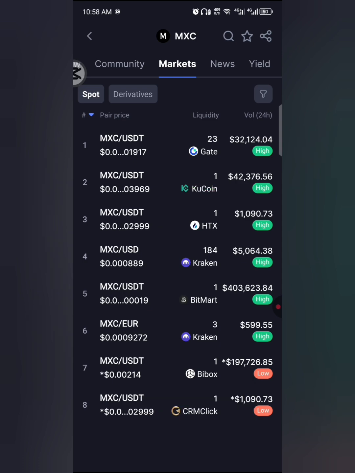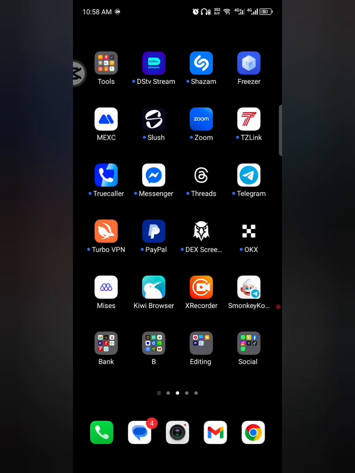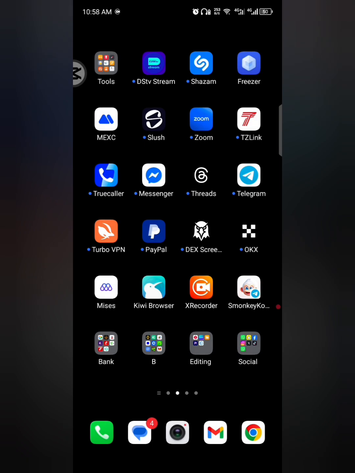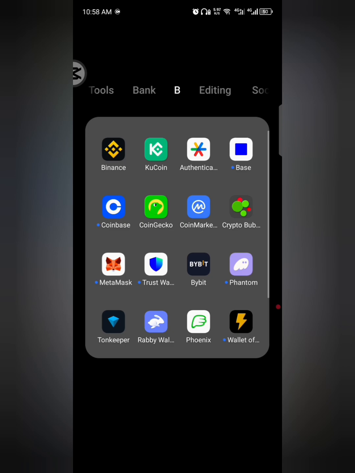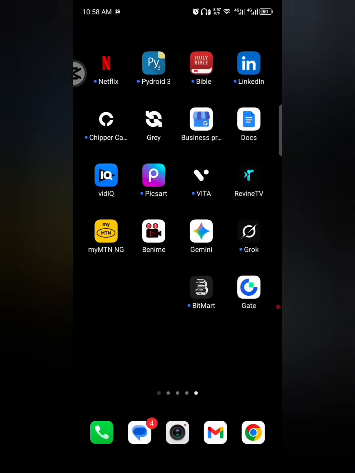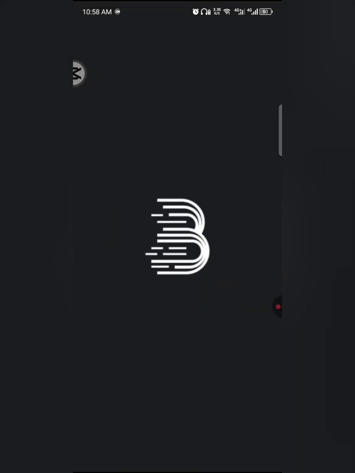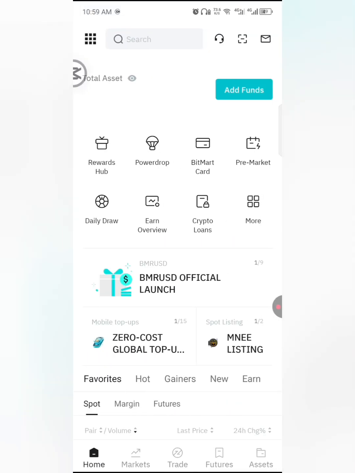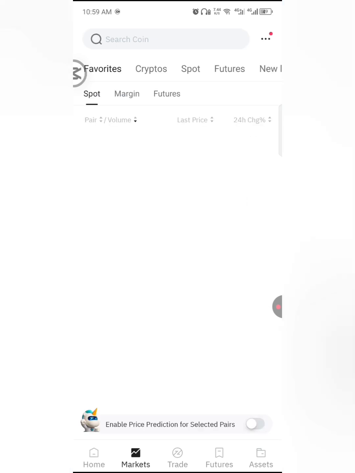Now here's what we're going to do. Let's go to Bitmart. The price is lower on Bitmart and higher on KuCoin. What you can do is go to Bitmart and attempt getting $1,000 worth of this token and then send it to KuCoin. We'll click on market on Bitmart right here. We'll have this interface. Now look at the price.